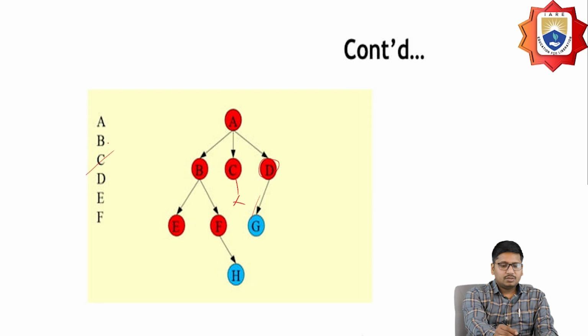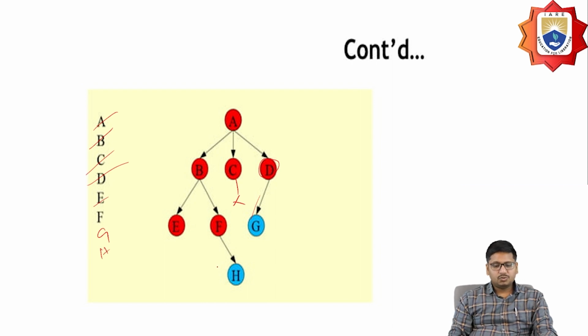So for C, no children. For D, it should be G, so that's why I'm going to push it onto the queue. And for E, there are no children. And for F, it should be H. So H is going to be added.